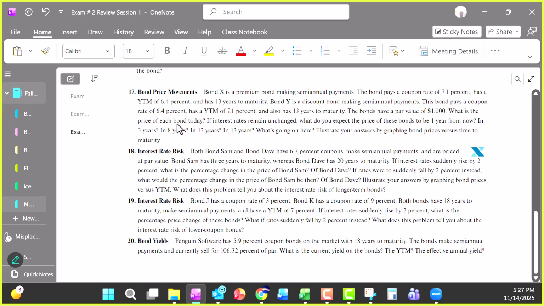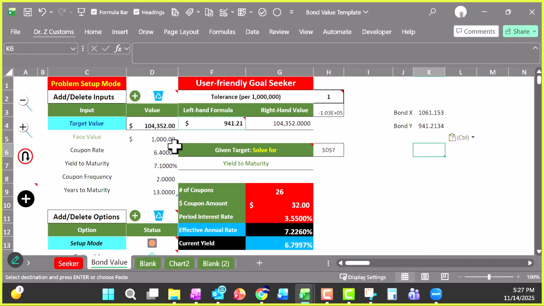It says what is the price of each bond today? If the interest rates remain unchanged, what do you expect the price of these bonds to be 1 year from now? And 3 years, and so on. Okay. I'm going to do the bond Y first.